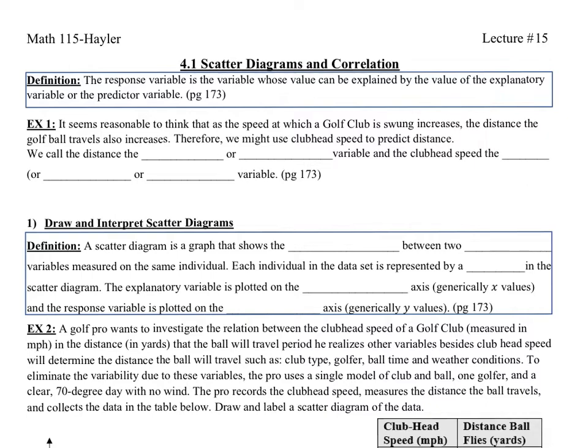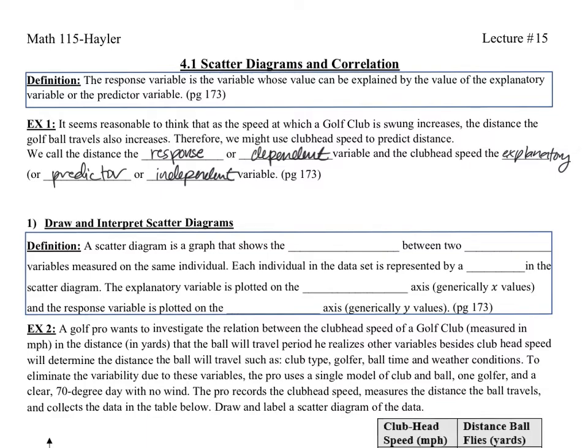We call the distance the response, or the dependent variable, and the club head speed the explanatory, or predictor, or the independent variable. Most of the time in math, we use dependent and independent, but for statistics, we tend to use response and explanatory.